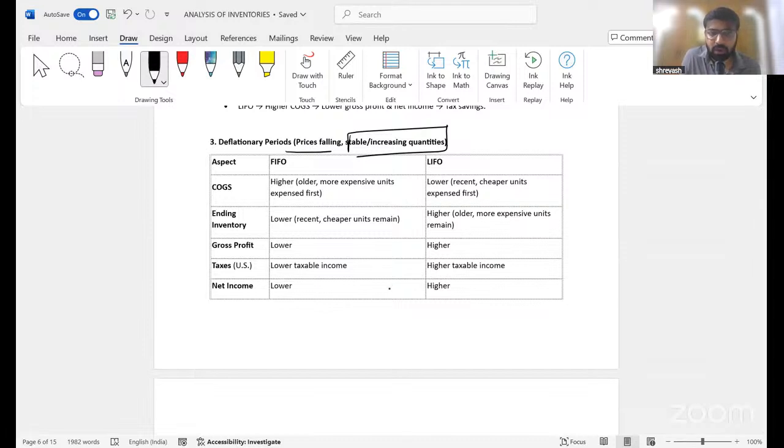In case of FIFO, whatever is going to be sold is from previous year's inventory, which is priced way more than this year's inventory because it's a deflationary environment, so COGS will be more. But in case of LIFO, the COGS consists of more recent year purchases, priced at a lower rate as opposed to the previous year. That makes the COGS lower. Ending inventory, of course, will be higher under LIFO, since it consists of previous year's purchases, and lower under FIFO, since it consists of recent purchases priced at a lower rate.